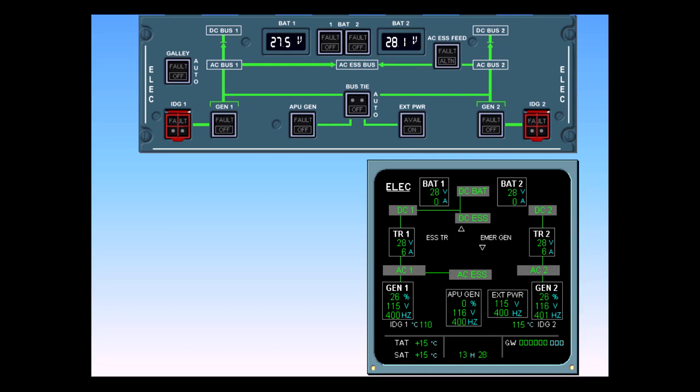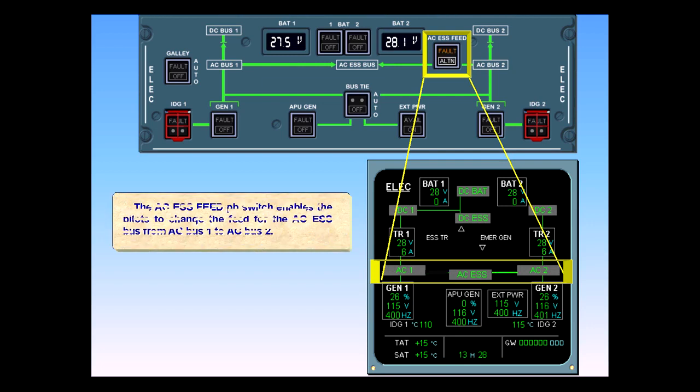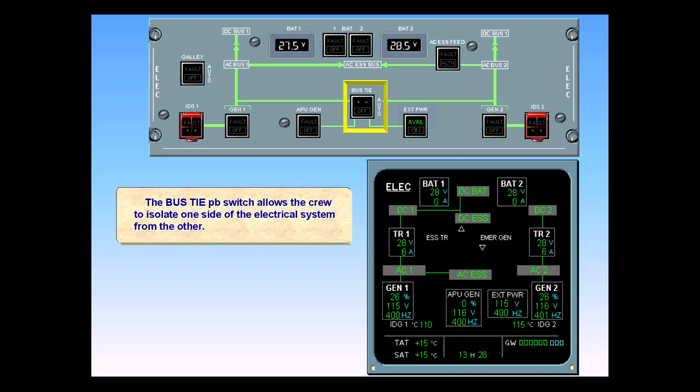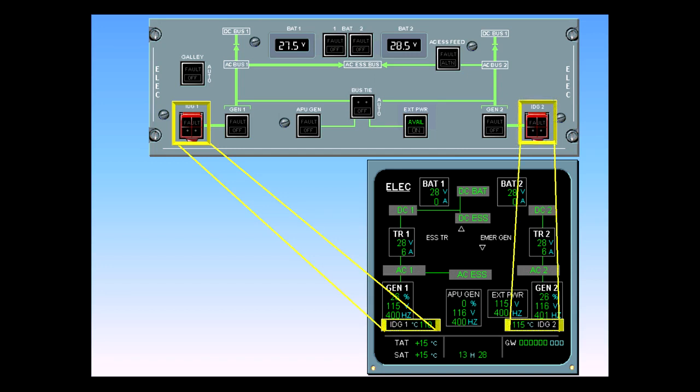The AC Essential Feed push-button switch enables the pilots to change the feed for the AC Essential bus from AC Bus 1 to AC Bus 2. The bus tie push-button switch allows the crew to isolate one side of the electrical system from the other. In case of failure, these switches enable you to disconnect an IDG from its drive shaft.